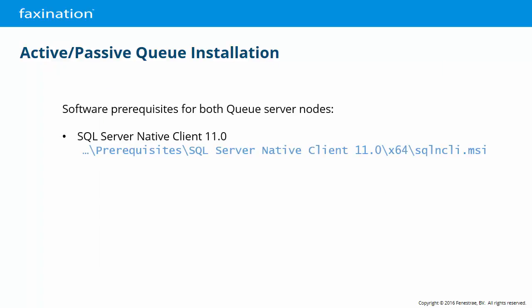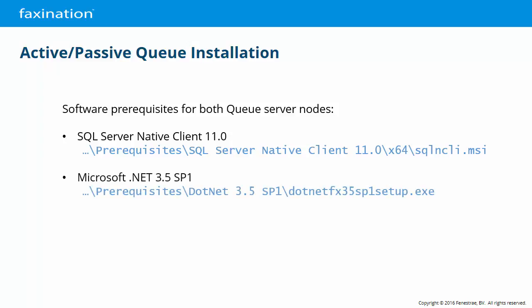The Faxination queue service does not interact with SQL, but we will be installing the Faxination tools, including the address manager, which requires a SQL connection. The SQL NCLI MSI includes the entire installer for the SQL Server native client. Microsoft .NET 3.5 SP1 is not included in a standard Windows Server installation. The .NET FX 3.5 SP1 setup.exe file is a stub that initiates a download from Microsoft. If you have the full installer available on your network already, you should probably use that instead.